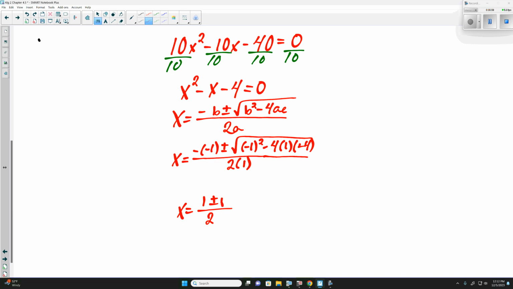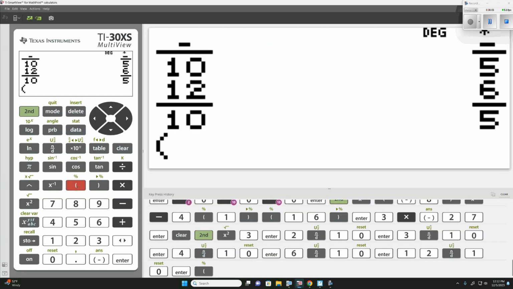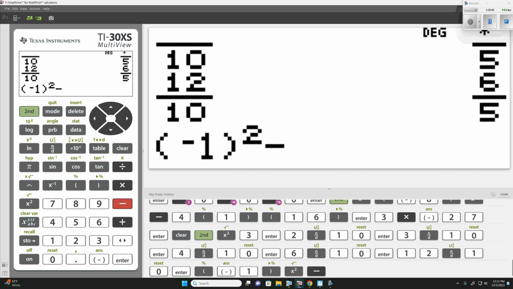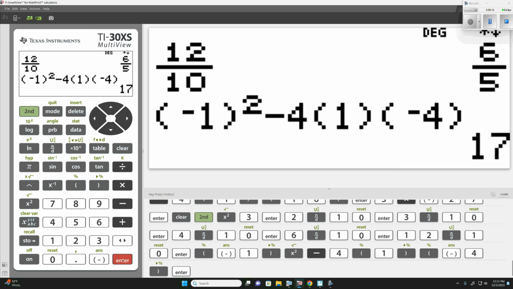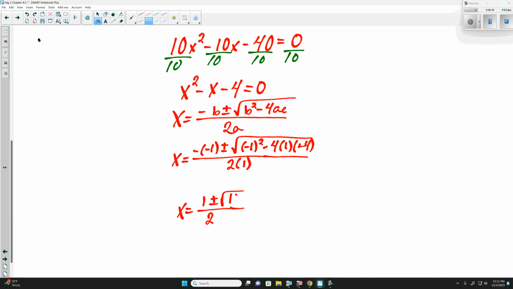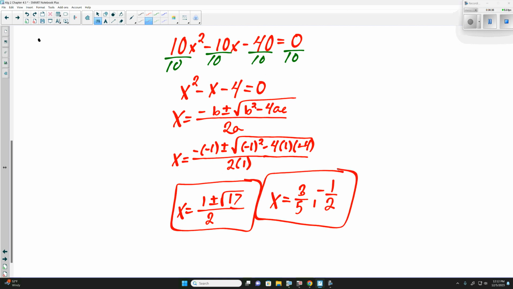Now we do need to simplify what's inside our radical. So in the calculator we can put in our parentheses. Negative 1 squared minus 4 times 1 times negative 4, and let it do that for us, which is 17. Square root of 17 doesn't simplify, and that is as simplified as it gets. And we also have that x is 3/5 and negative 1/2. So it works out, these are the 4 solutions for this here. And you all can go to lunch tomorrow.